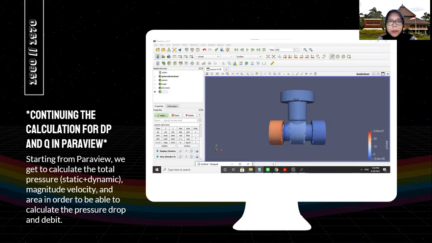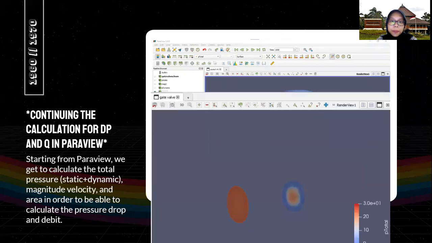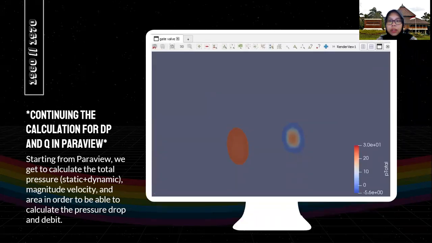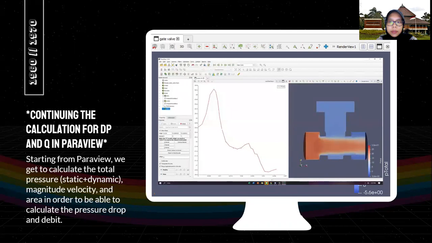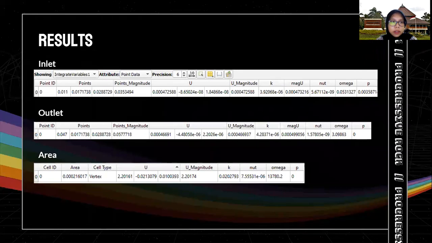We're inputting the formulas until we get the pressure drop and debit in each of the inlet and outlet. And here are also the pictures of the inlet and outlet. And these are the graphs for the inlet and outlet as well. And these are the results for the inlet, outlet, and areas. And for the area of the circle, we got 0.0021.